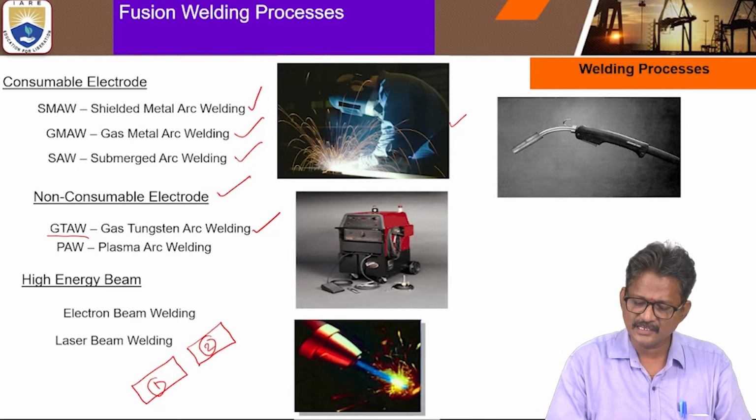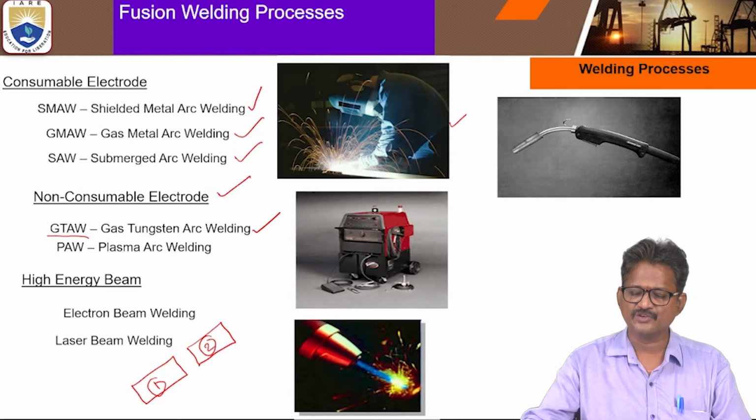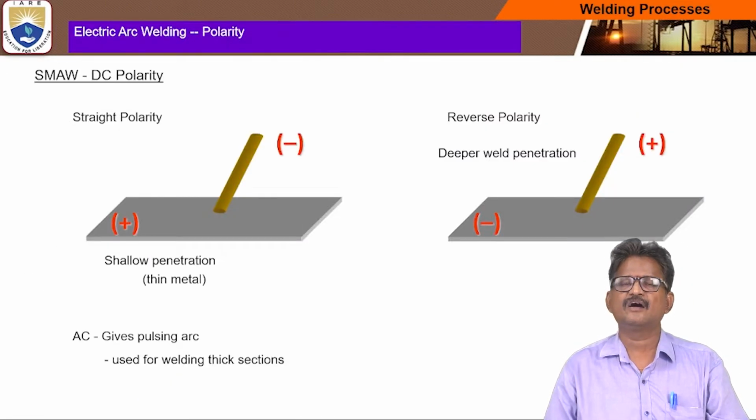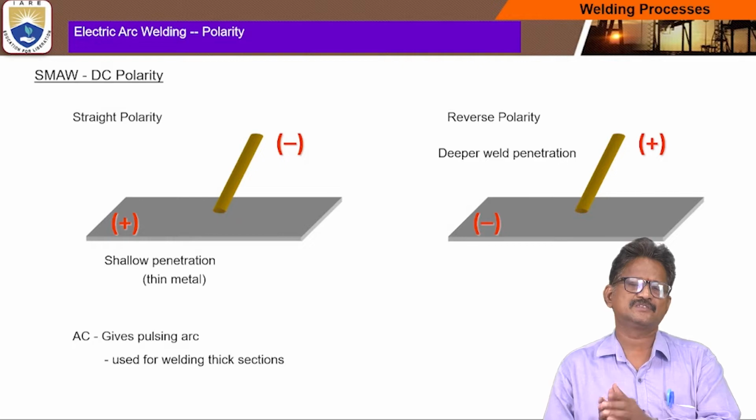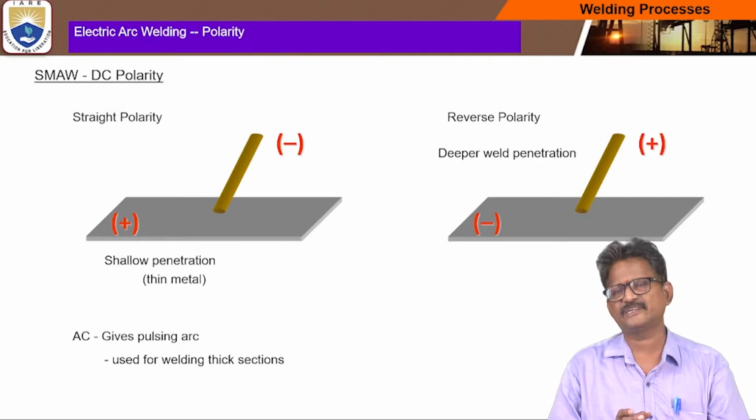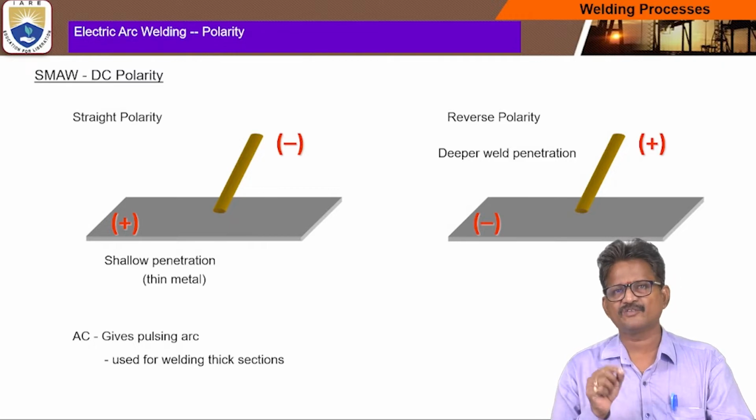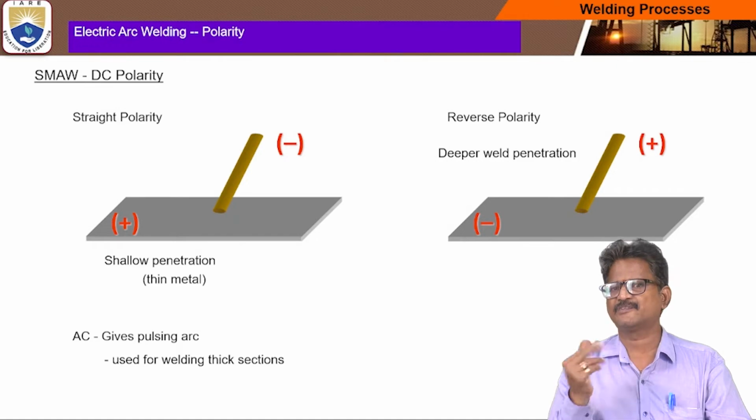This is what the DC generator is used for. Another important thing is that you have to choose either DCSP or DCRP. So the polarity is also a very important criterion for shielded metal arc welding. There are two different types: one is straight polarity and the other is reverse polarity.